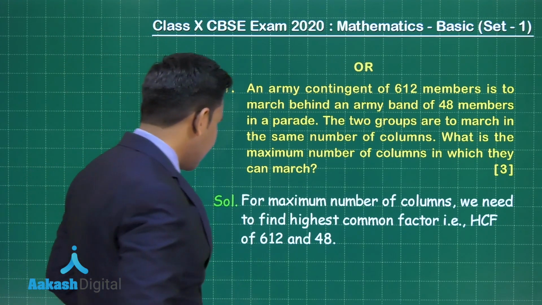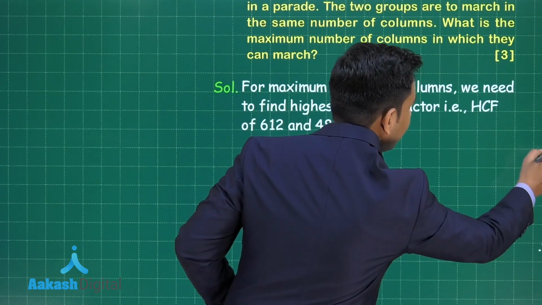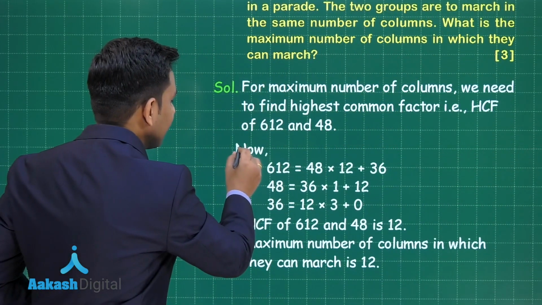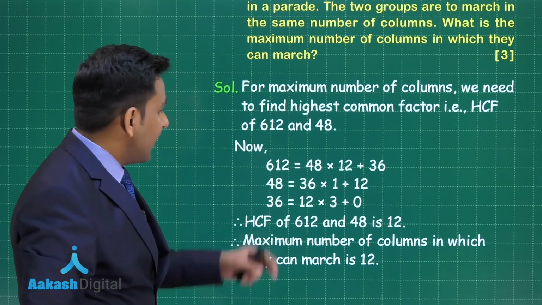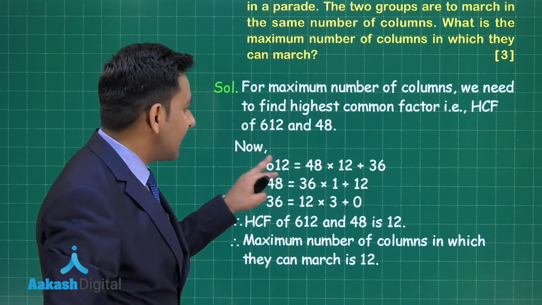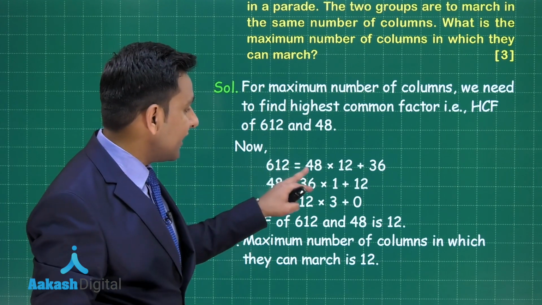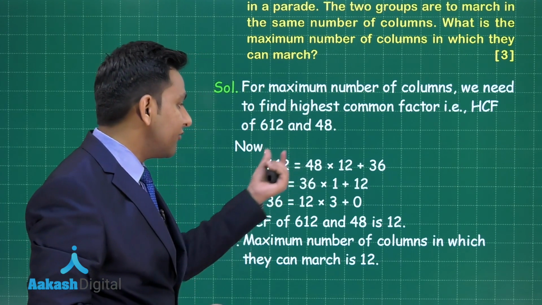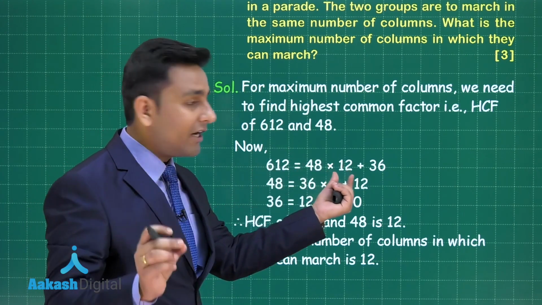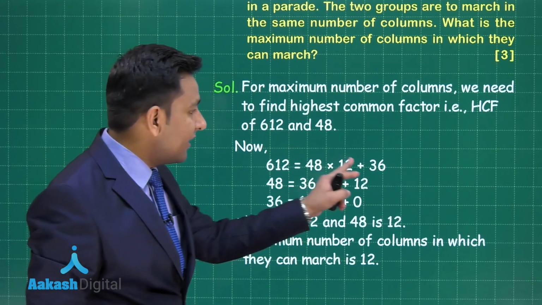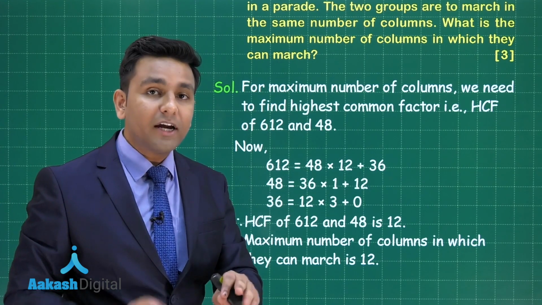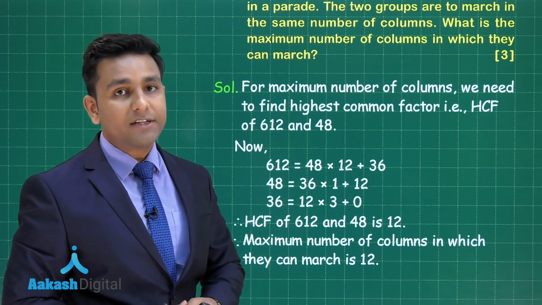So let's proceed to the next step where we are going to apply the Euclid's division algorithm using the concept of Euclid's division lemma. So we have considered this number 612 as dividend, 48 as divisor. When we divide 612 by 48, we are getting 12 quotient and remainder 36. Friends, we can notice one thing here, remainder is not equal to 0. That means we have to proceed for the next step.